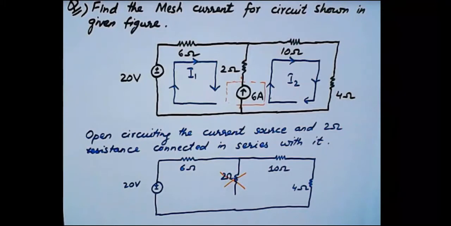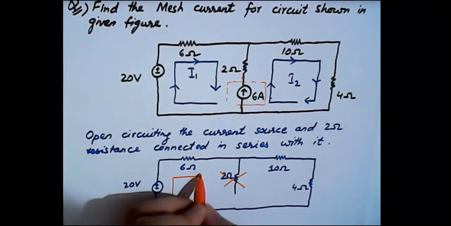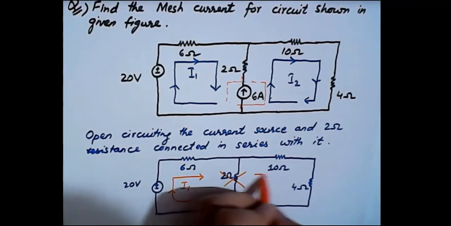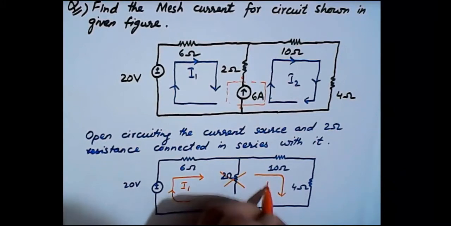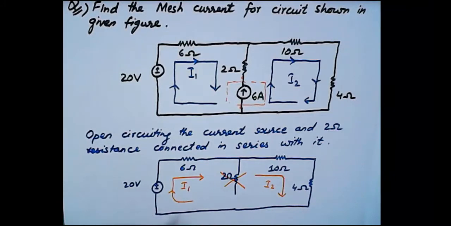Now this is what we call a super mesh. Why is it called a super mesh? Here you can see that in half part current I1 is flowing, and in the remaining half part current I2 is flowing. It is forming a complete loop. That means it is a single loop, right? It is one loop, but it is involving how many currents? I1 as well as I2. That means a single loop involves two currents. So this is the case of a super mesh, right?